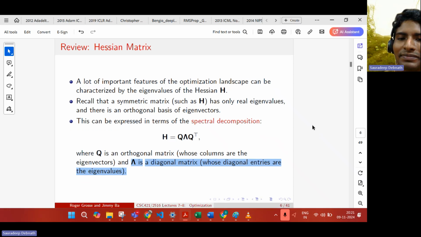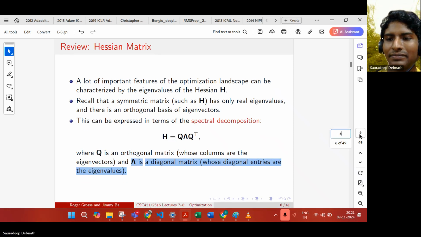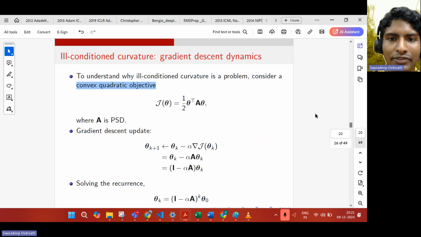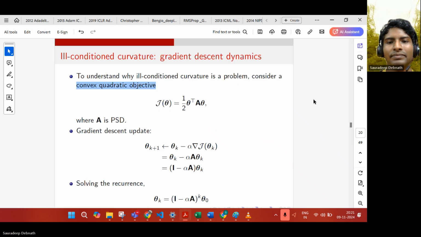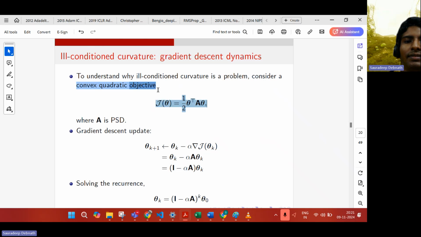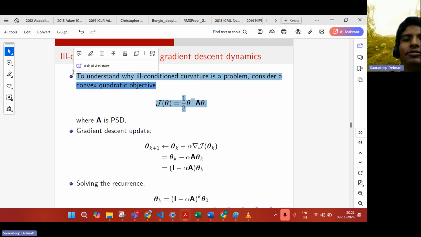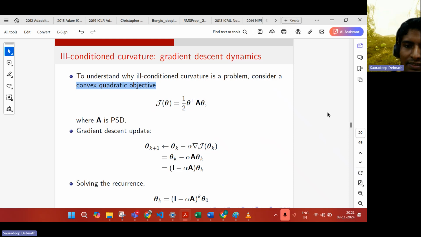Why is that? So firstly, here they assume the loss surface is convex quadratic, and we will generalize this to a general function in a moment. But let's assume it is.